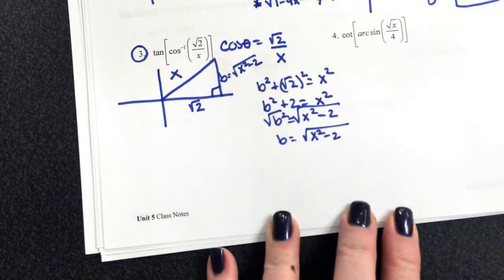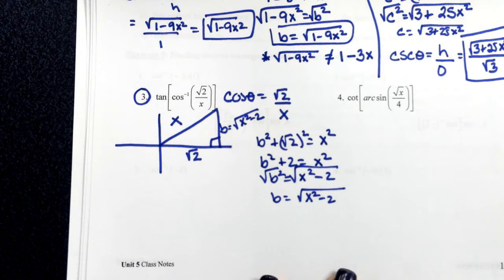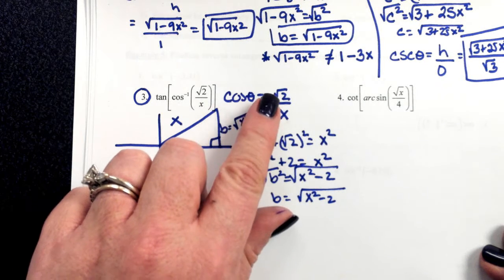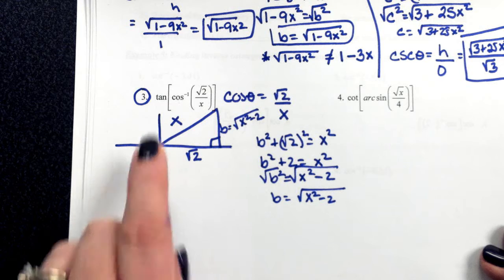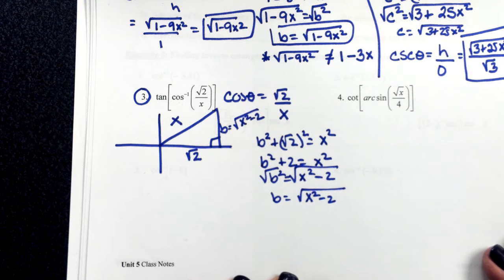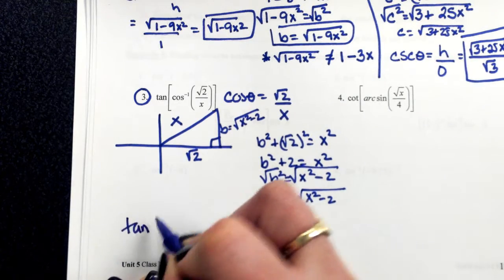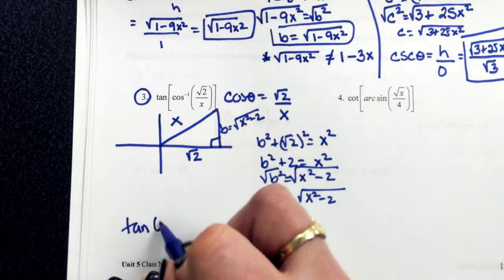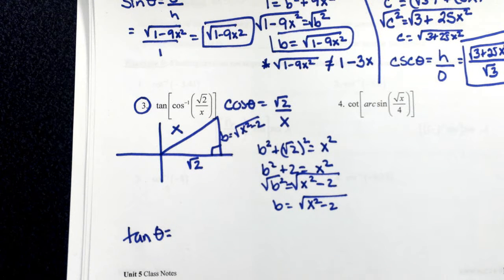Okay, guys, hopefully you came up with the third side to be the square root of x squared minus 2. Again, with the cosine, remember, when you label your triangle, the adjacent side is square root of 2 and the hypotenuse is x. So any questions on that? So now go ahead and finish it for me. See if you can now, from your triangle setup, look at your outer function, the tangent. See if you can tell me what the tangent of that triangle is going to be.